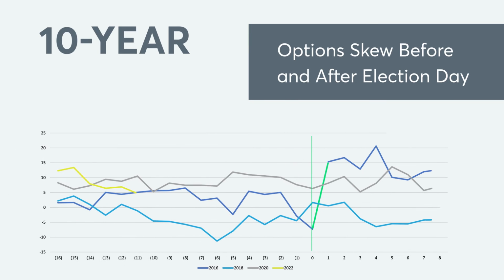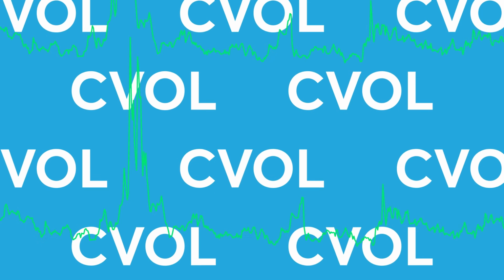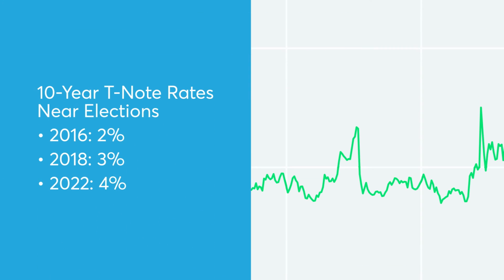Perhaps even more interesting was the shift that occurred in 2016 in the option skew toward the calls on Treasury yields. In both the 2018 midterms and the 2020 general election, implied volatility declined afterwards, as we may have expected. But the biggest difference is where rates are starting going into the election.